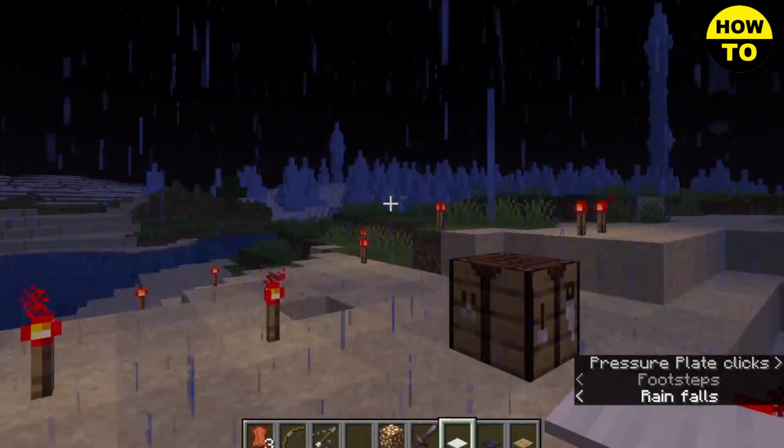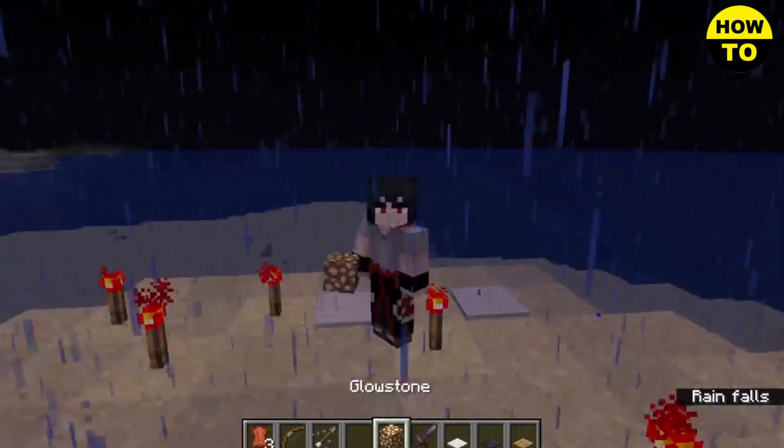go in. Now this was a brief look at pressure plates and how to create them.